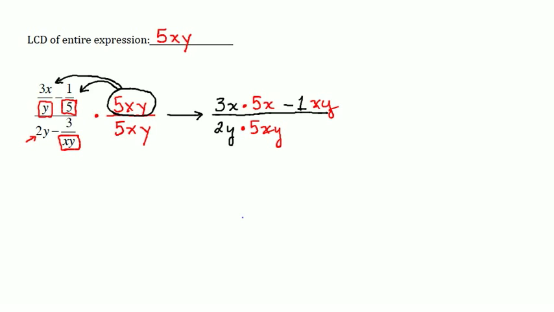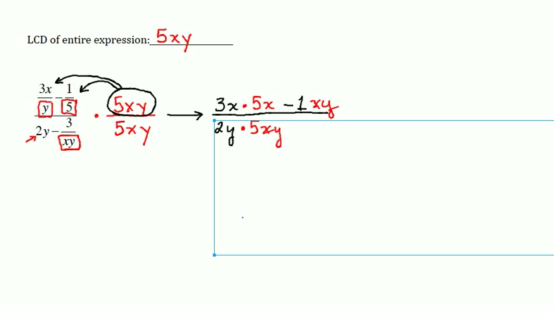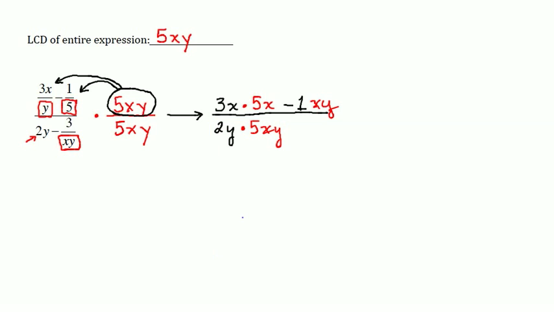My second term has xy in the denominator, so I can see that this whole xy is going to cancel with this whole xy, leaving me with minus 3 from the numerator and just a factor of 5 from the LCD.